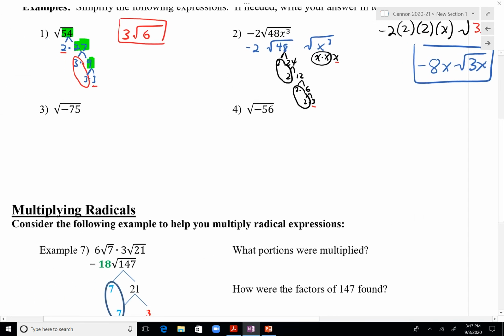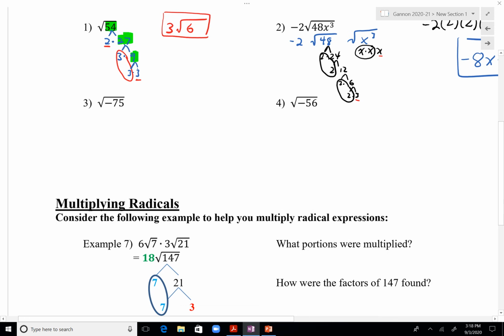All right, moving along. Now, number 3 has a negative underneath the radical. So the first thing I'm going to do in that situation is I'm simply going to take out i, and I'm going to rewrite this as i root 75. So then I'm going to work on my factor tree. 2 doesn't go into 75. So I go to 3.